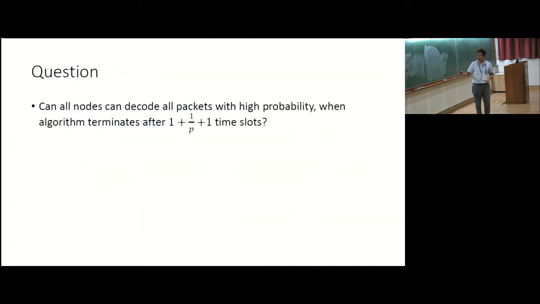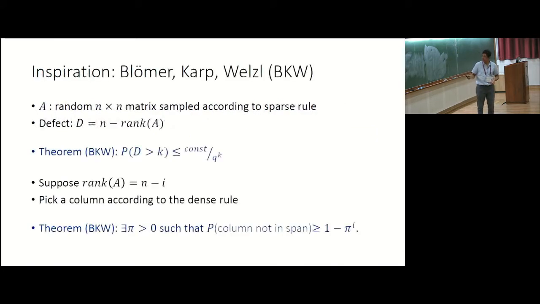And the question is, does this work? At the end of this algorithm, is everybody able to decode all the messages? And what needs to happen for you to be able to decode? You have sent this random coefficient matrix. So what you need is for this matrix to be full rank. If it's full rank, you can decode. If not, you cannot. So that's what it boils down to.